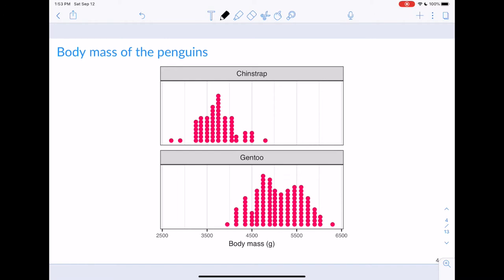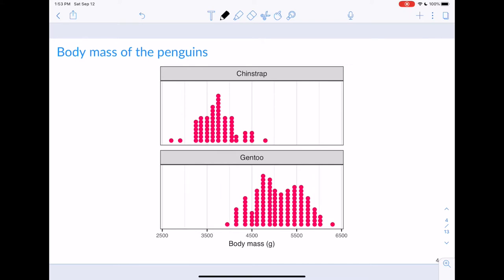What we have here is a dot plot of the chinstrap and the Gentoo penguins. You can see that the top plot corresponds to the chinstraps, and the bottom plot corresponds to the Gentoo penguins. The body mass is what's being represented along the x-axis. As typically done in dot plots, we don't tend to label the y-axis, but you can think about the y-axis here as just count.